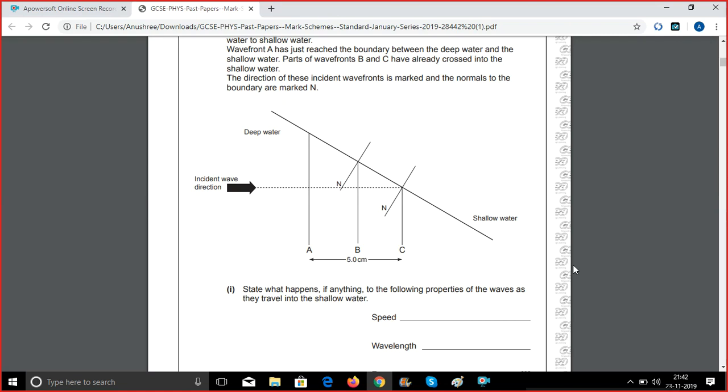Now read this question and then tell me what happens to the speed and wavelength. Okay, so it's traveling from a denser to a rarer medium, so it'll increase. So it's what's mentioned here. Wavefront A has reached the boundary between deep water and shallow water. Parts of wavefront B and C have already crossed into shallow water. The direction of these incident wavefronts is marked. So what happens to the properties of the waves as they travel into shallow water? Speed is definitely going to speed up. And then wavelength, the wavelength will decrease.